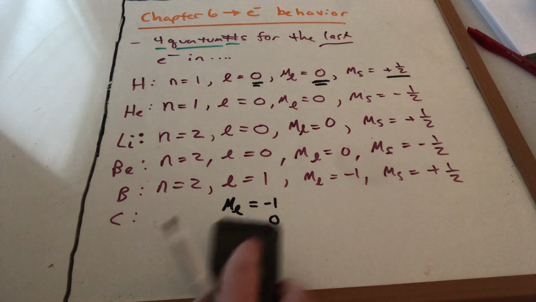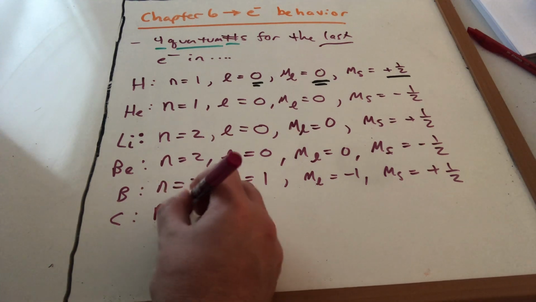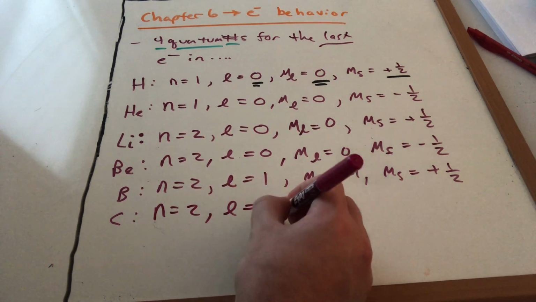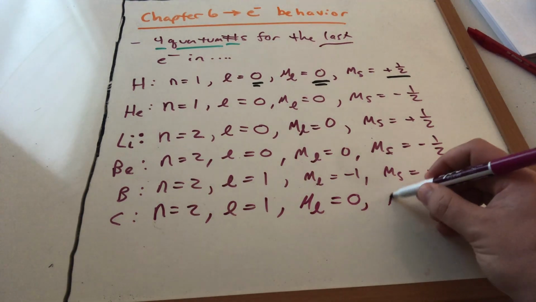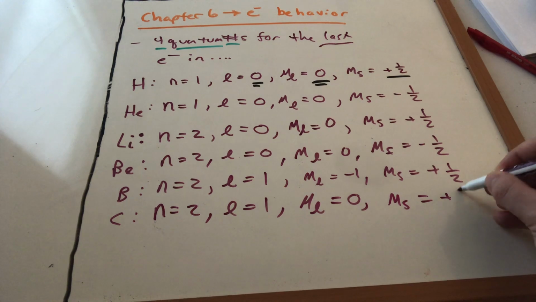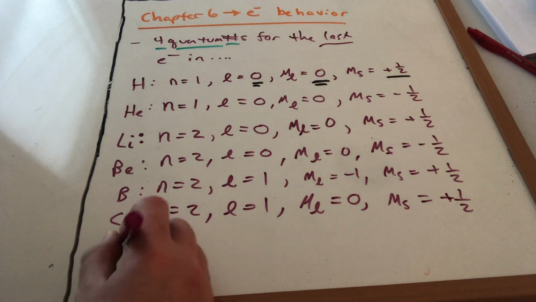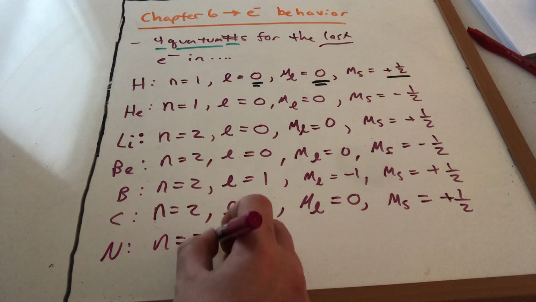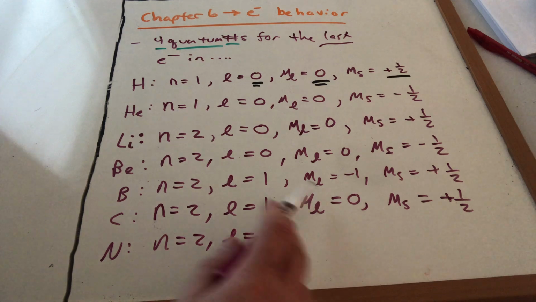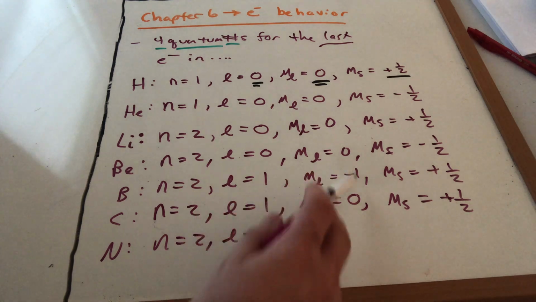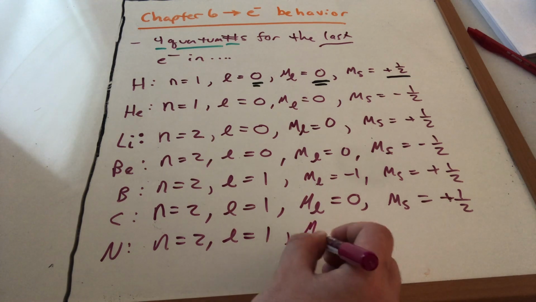So for carbon's last electron, we're going to write this as n equals 2, L equals 1, M sub L equals 0, and M sub S equal to plus 1/2. Nitrogen's electron then, n equals 2, L equals 1. Do I have another orientation of this shape? Do I have another M sub L I haven't filled yet? And the answer is yes. We use Hund's rule.